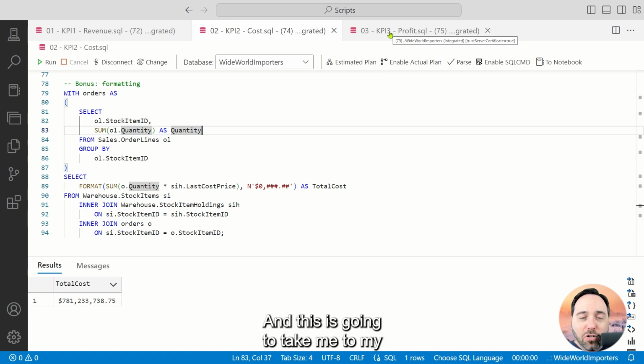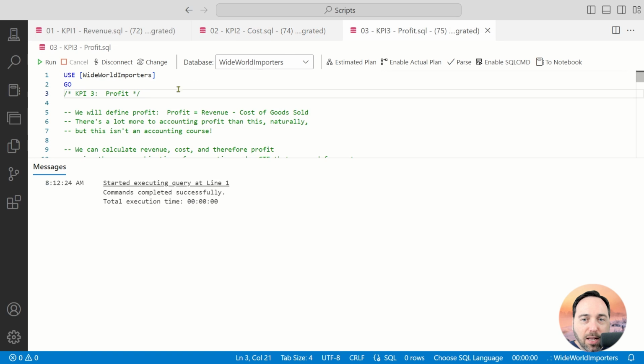And this is going to take me to my third KPI, profit. We are going to define profit in the simplest of terms, revenue minus costs of goods sold. Once again, refer back to the prior note about how accounting systems include a whole bunch of other pieces to calculate actual profits, but we aren't dealing with an accounting system, so we're fine.